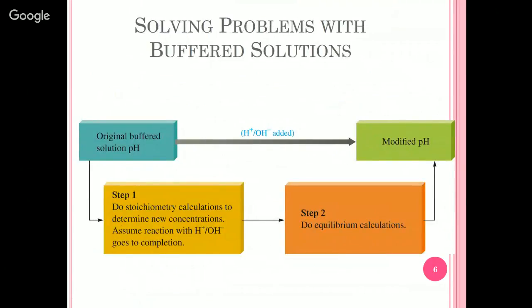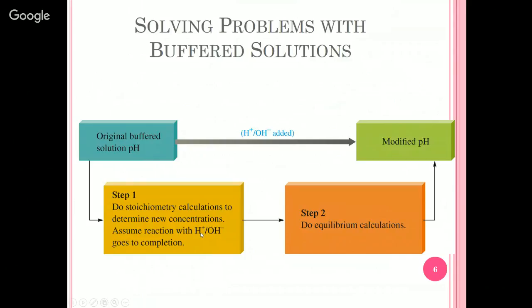So, solving problems mathematically, we start with our original buffered solution, and we look at adding acid or strong base. Step 1, we do our stoichiometry. So we react to completion however many moles of acid or base that we've added. And this is not by concentration, but by the number of moles.